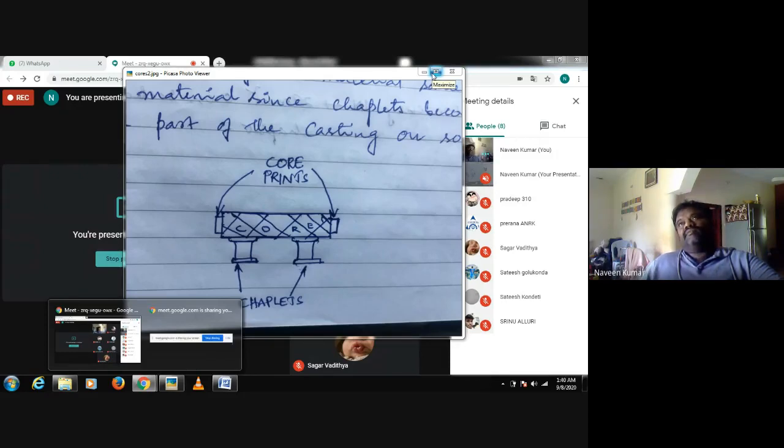Next. Chaplets are the metallic components used to support the core within the mold cavity.